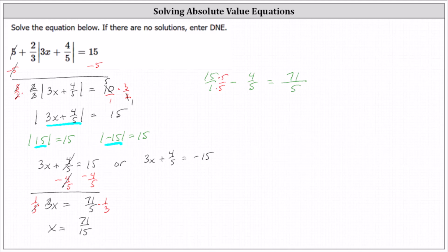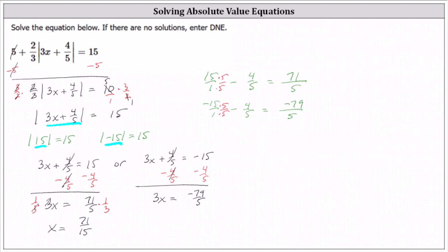And now for the second equation, again, the first step is to subtract 4/5 on both sides. Simplifying, we now have 3x equals negative 15 minus 4/5. Again, we multiply negative 15 by 5/5 to obtain a common denominator. Notice now the numerator is negative 75 minus 4, which is negative 79. We have 3x equals negative 79/5.